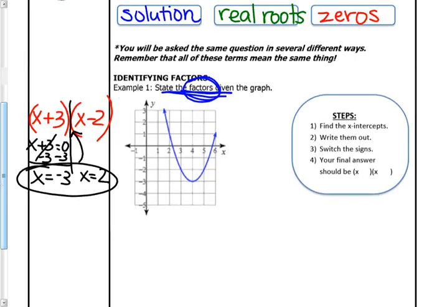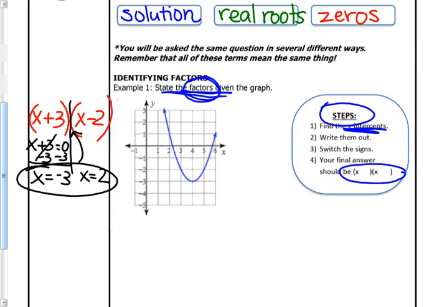So here are the steps. The first thing we're going to do is locate where the x-intercepts are. So remember, x-intercepts are wherever they cross the x-axis. Once we know exactly where they cross the x-axis, we're going to write out our solutions. Okay, then we're going to switch their signs, and we're going to write our final answer like this. And this is only if they're asking me for a factor, okay, because factors would be the opposite signs of whatever the solutions are, all right?